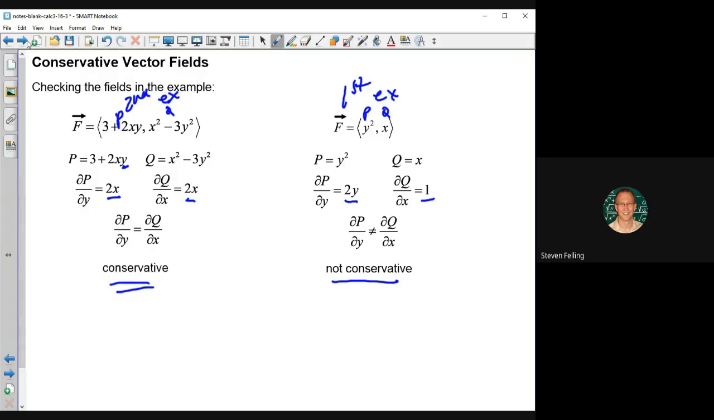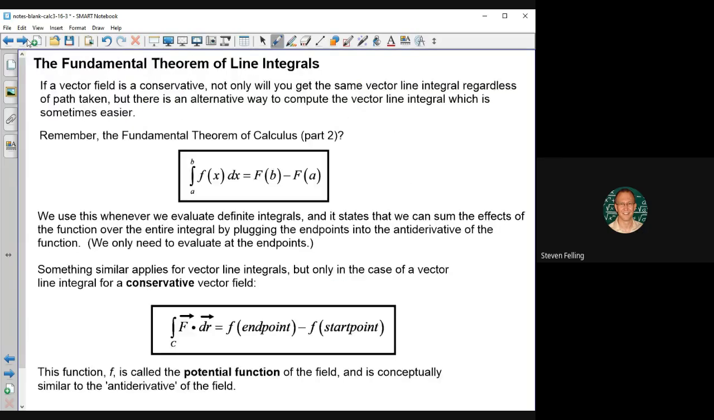All right. Now that we know how to identify a conservative vector field, how does that help us? Well, if a vector field is conservative, not only will you get the same vector line integral regardless of the path that you take, but there's an alternate way to compute the line integral, which is sometimes easier. Remember the fundamental theorem of calculus, technically part 2, the one we use all the time, where if you're taking a definite integral from a to b, you just need to evaluate the antiderivative of the integrand and plug in the endpoints, end minus start, rather than resorting to things like Riemann sums.